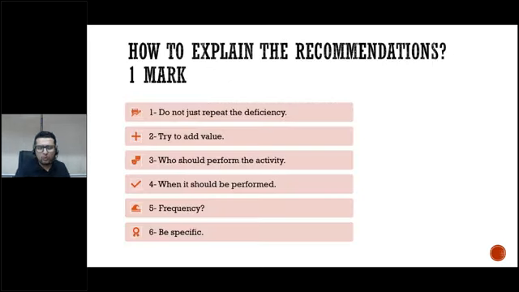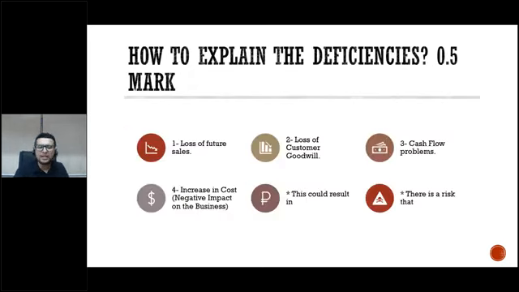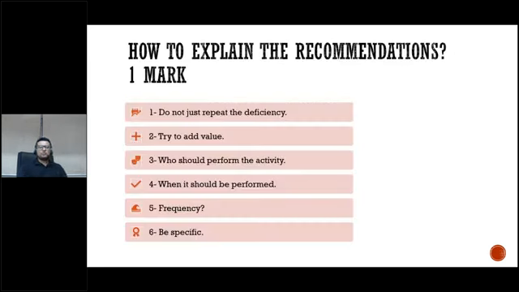Okay, now we are done with one mark. That is, we have identified the deficiency, we have explained the deficiency. Mark my words, we are going to use wording such as "this could result in" and "there is a risk that". This is the way to start the sentence when you are going to explain. Now, I told you earlier, whenever the examiner asks you to identify and explain the deficiency, the examiner is definitely going to ask you to explain the recommendations.